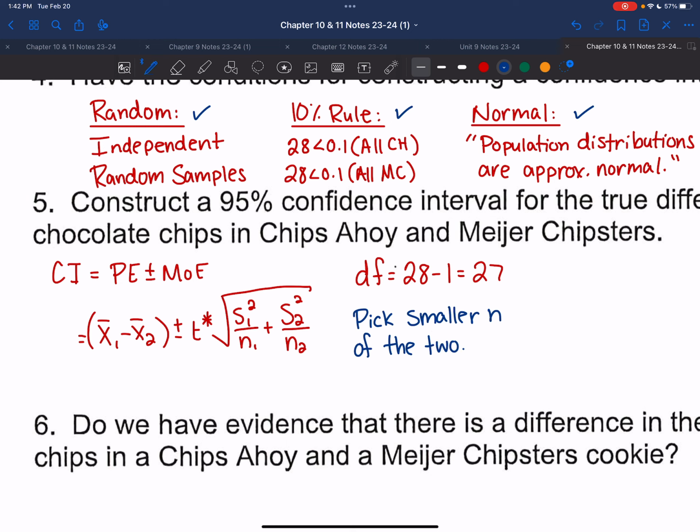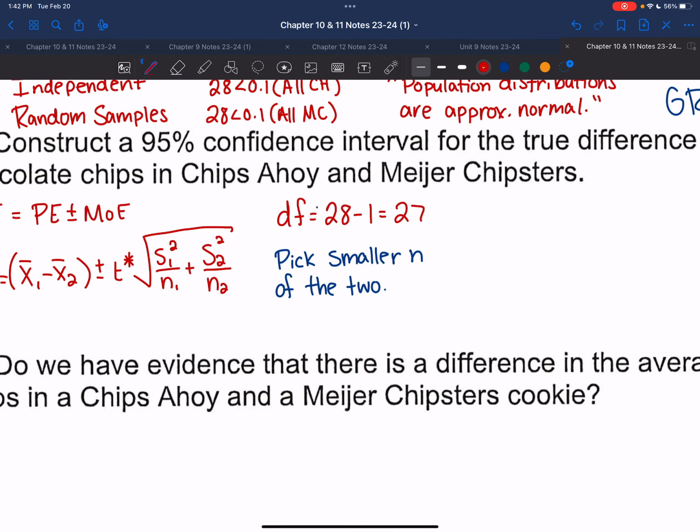So, for example, sometimes you might have it to where one sample size is size 28, but then the other one is size 15. If that's the case, then you choose the one that's size 15 to create your degrees of freedom. Okay?